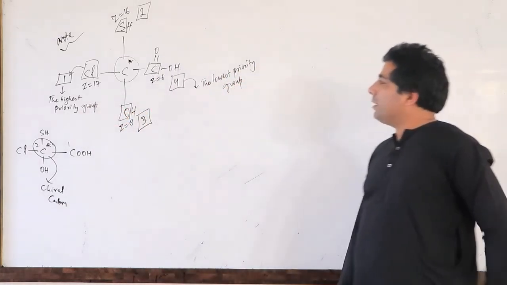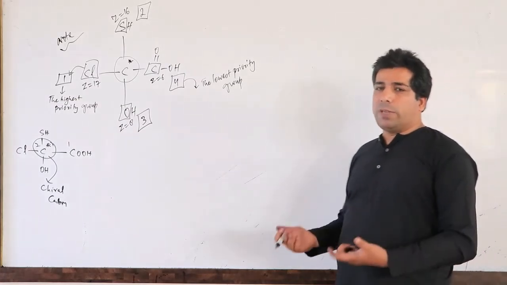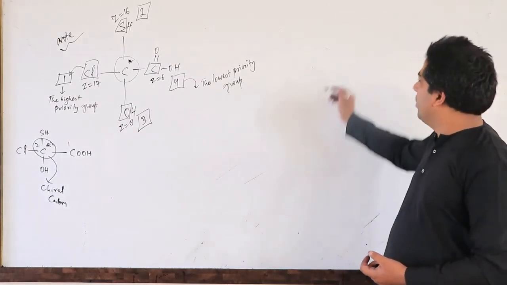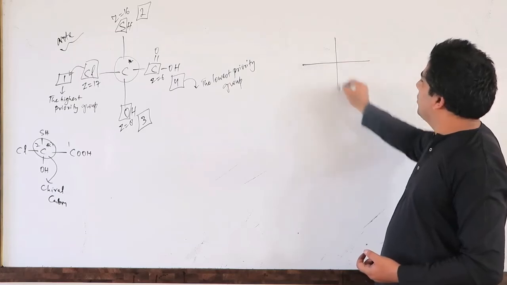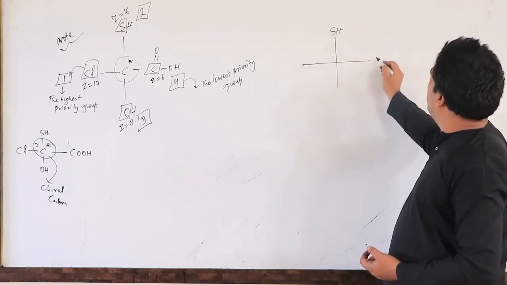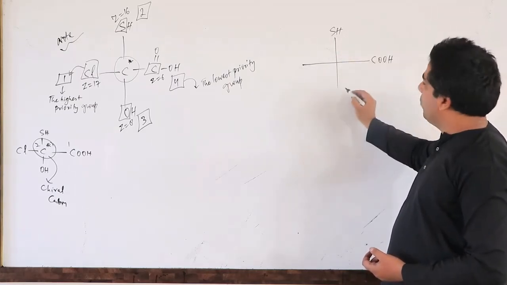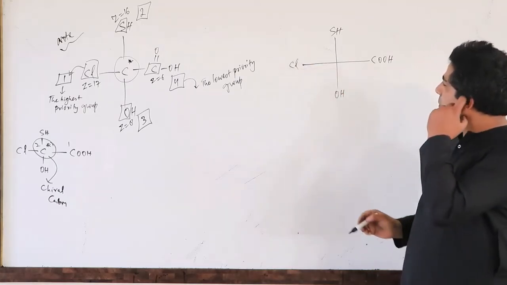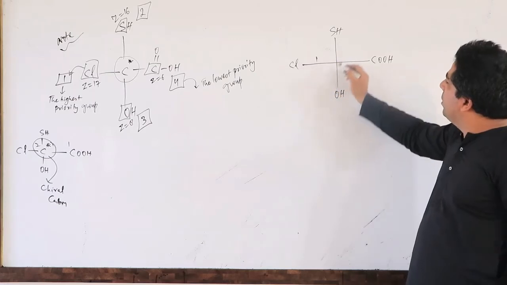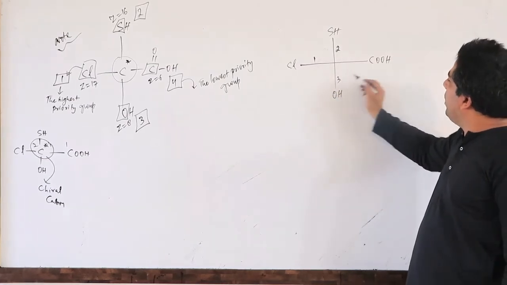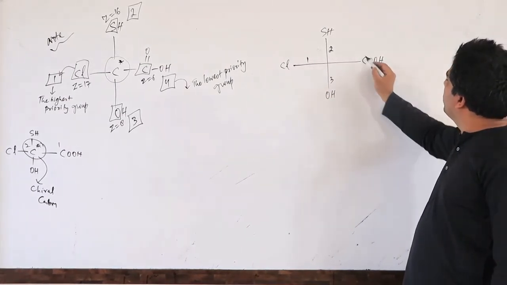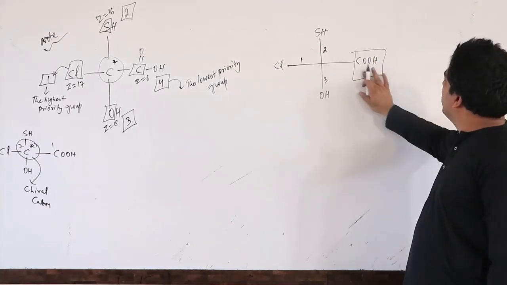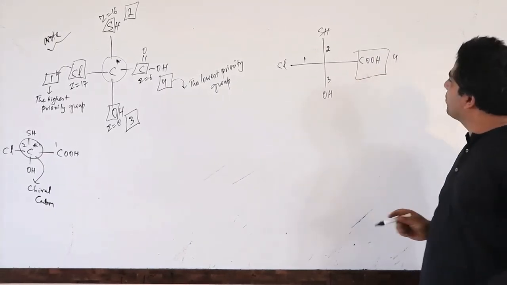Clear? Now let us decide what will be the configuration of this molecule. So let us understand. One side we have SH, then we have COOH, then we have OH, and then we have Cl. And we know that Cl is the highest, so 1, this one is 2, this one is 3, and this one is 4.